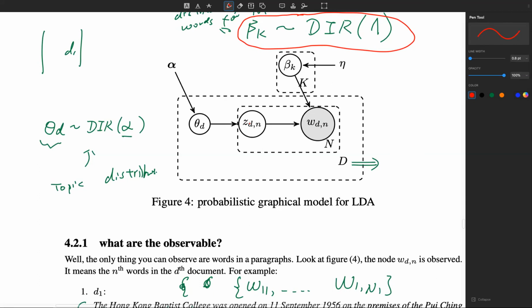Okay, so before we talk about this, what do you think is the probability of ZDN? So the probability of ZDN is which topic has generated WDN. Say WDN is the nth word of this document. So the corresponding topic number for WDN is ZDN. So what's the distribution for ZDN? What's the probability of ZDN?